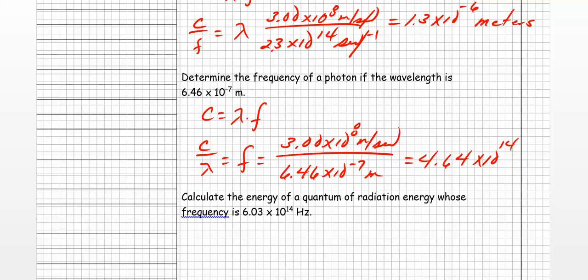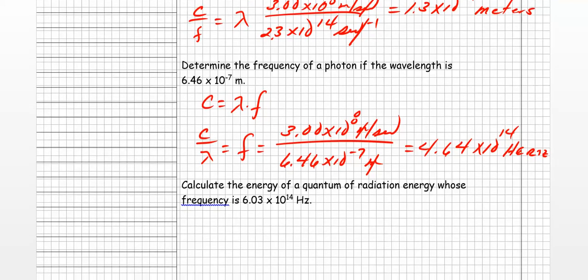Now watch. Meters and meters cancel, leaving me with 1 over seconds. 1 over seconds, or second to the minus 1, is hertz. So I'll write my answer for frequency as hertz. And that'll do it for the second one. Let's look at the next one.